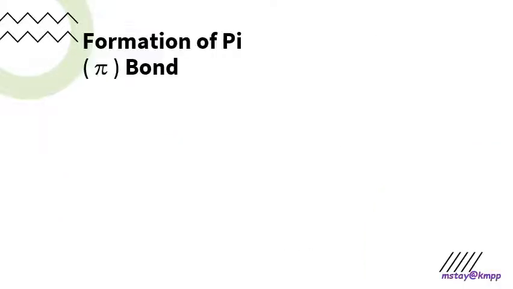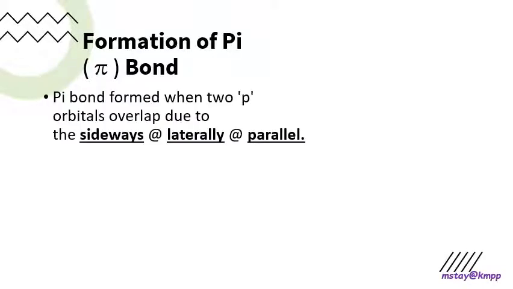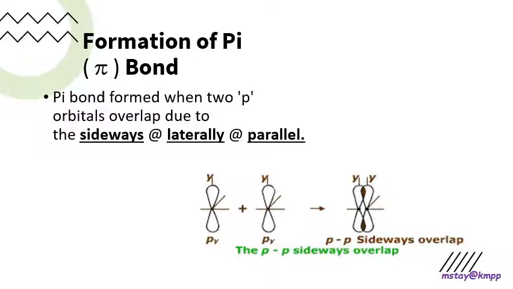How about the formation of a pi bond? A pi bond forms when two p orbitals overlap sideways, or laterally, or parallel. Let's look at the diagram. This is the way the p orbitals overlap sideways.